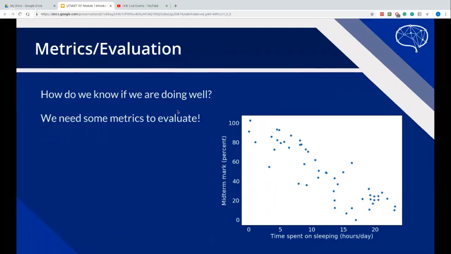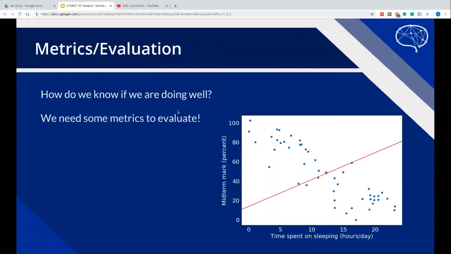Then we move to metrics for evaluation. Here is the plot that I just showed. Because we guess the hypothesis here is a linear relation, we want to find a line that represents our data. So we just randomly draw a line. Is this line really good to represent our data?